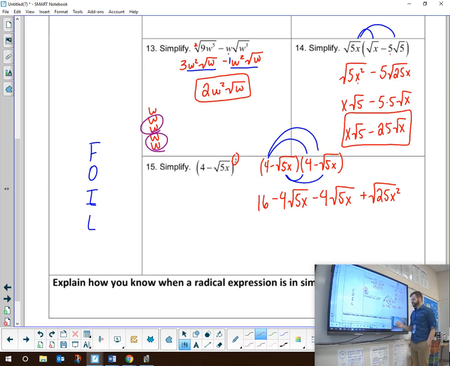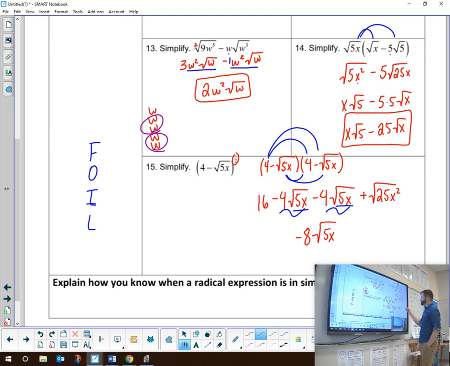Okay, so now let's simplify this a little bit. First off, these two are like terms. So I can add these together because we're counting the same thing. So we have a -4 and a -4. That's going to make a -8 square roots of 5x. And then this can simplify.